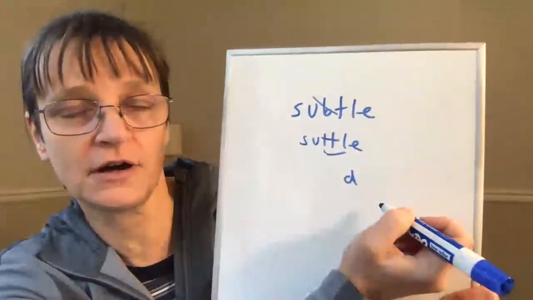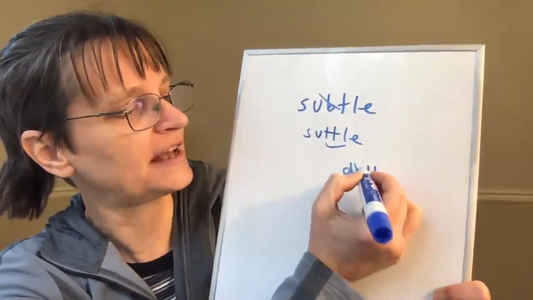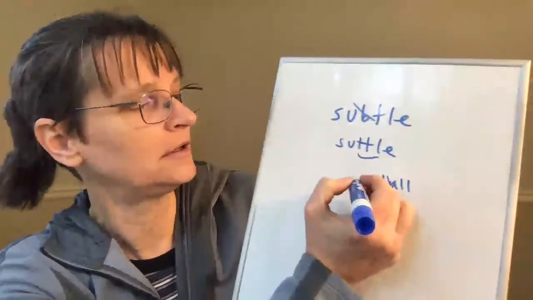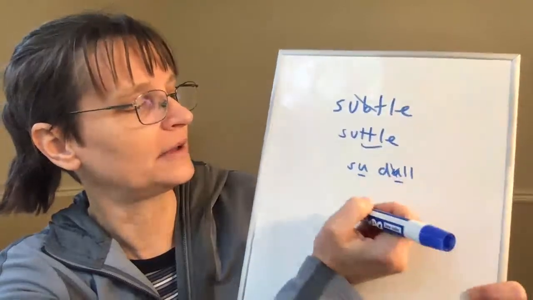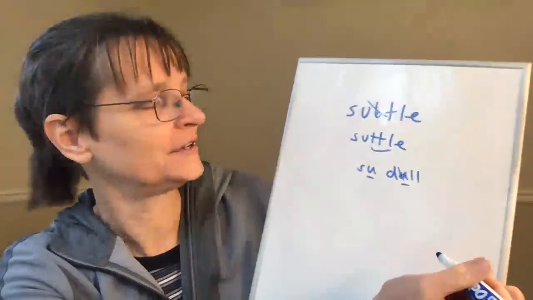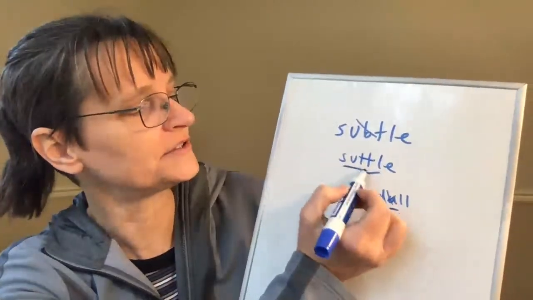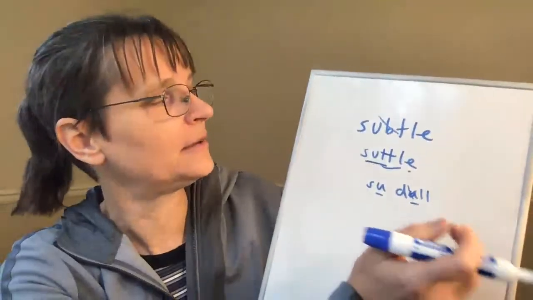And again, here's our syllabic L. So we have almost no vowel sound in there, but a little bit of a schwa. Dull, subtle. So same vowel, also a schwa in the first syllable, subtle. And it has first syllable stress. So subtle, the sud is long and the dull is short.